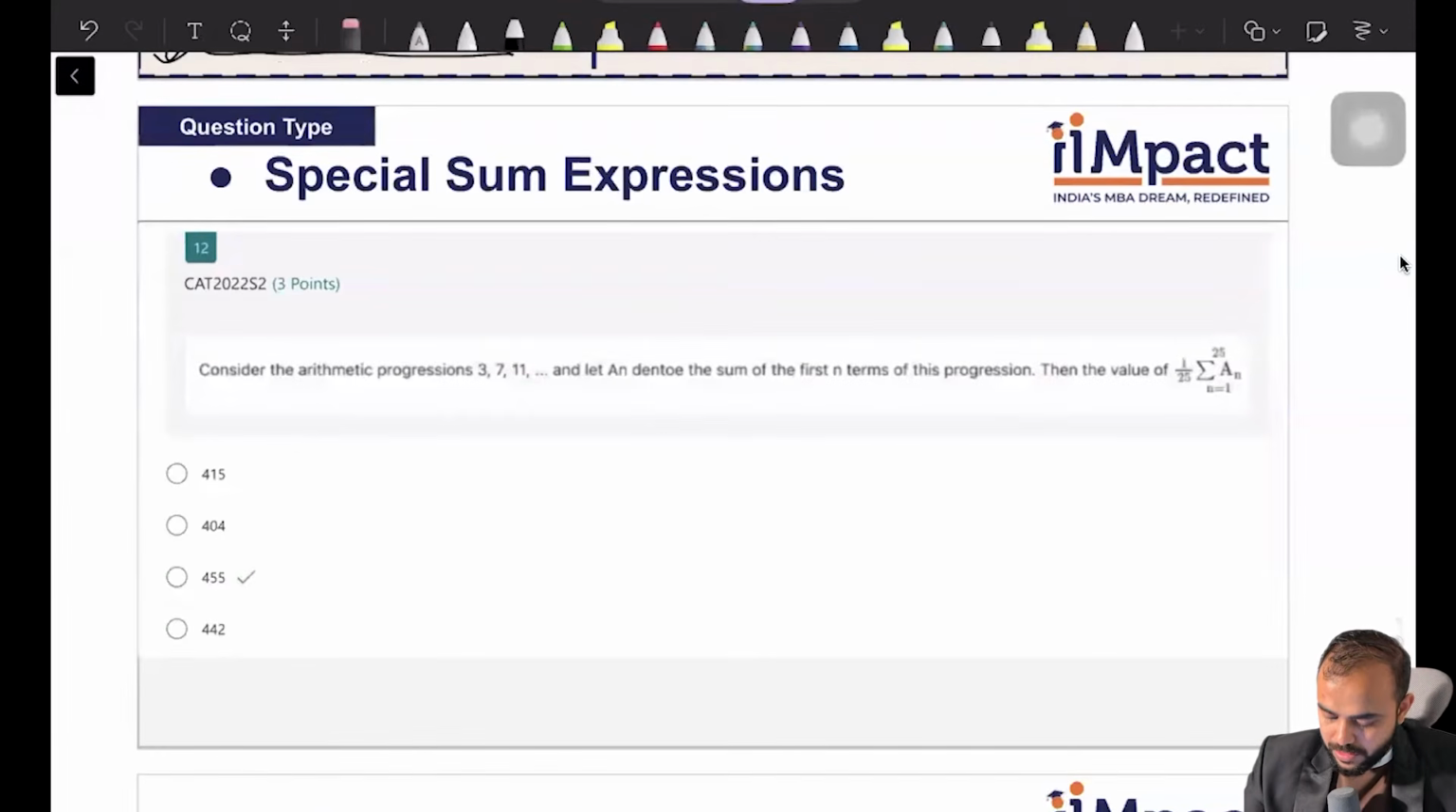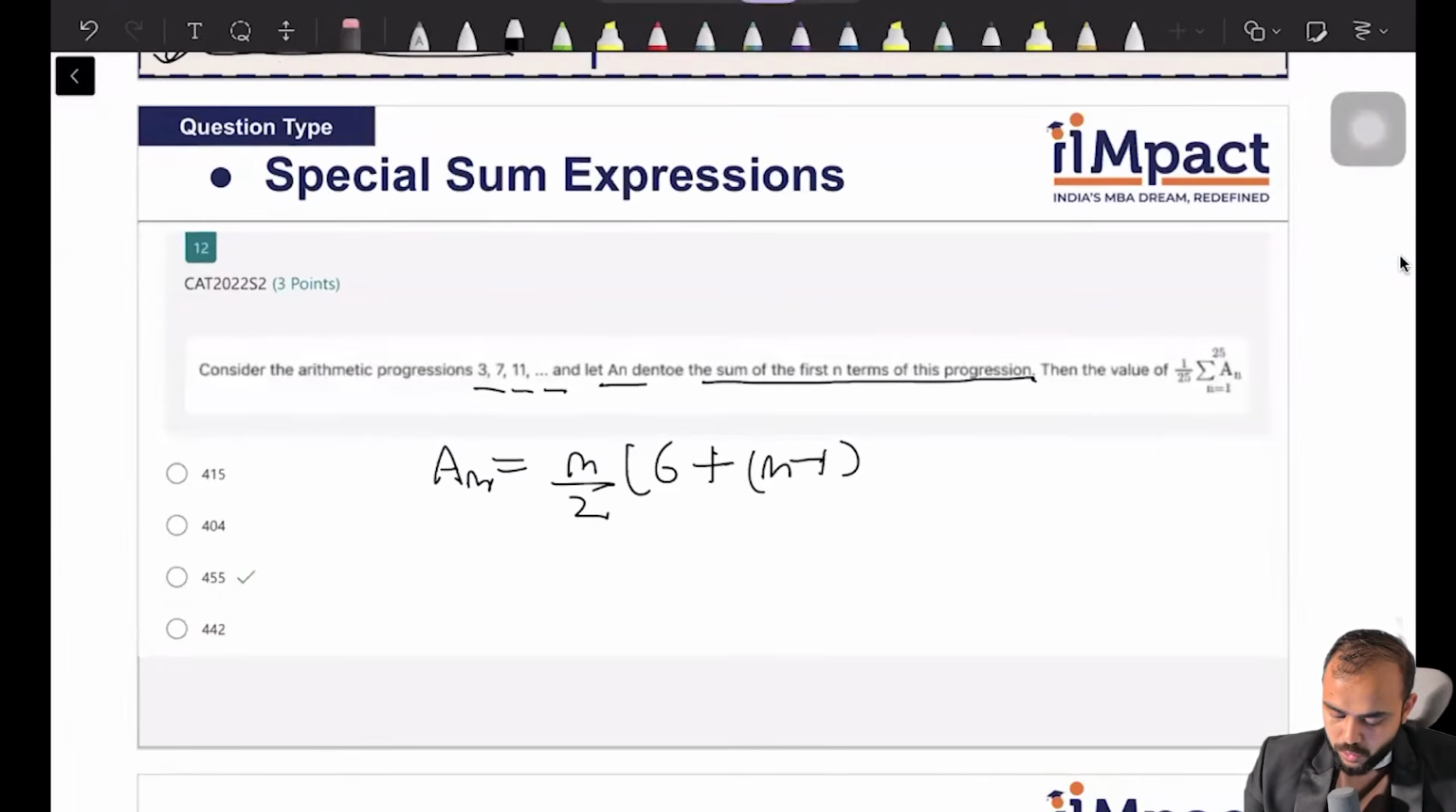Consider the arithmetic progression 3, 7, 11, and let An denote the sum of first n terms of this progression. So An is going to be n by 2 times 6 plus n minus 1 into d, that is 2a plus n minus 1 into d. What is d here? 4.